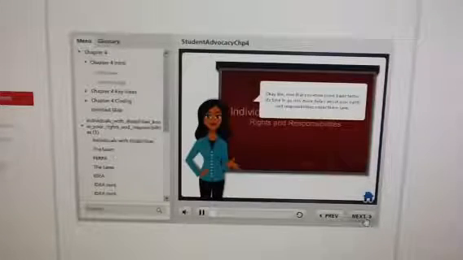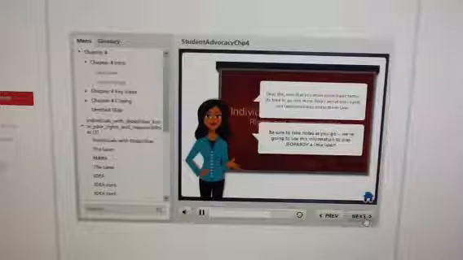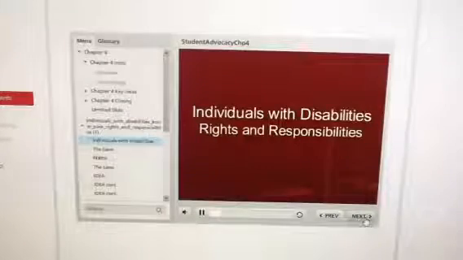Okay, now that you know some basic terms, it's time to go into more detail about your rights and responsibilities under these laws. Be sure to take notes as you go. We're going to use this information to play Jeopardy a little later. Individuals with Disabilities, Rights and Responsibilities.